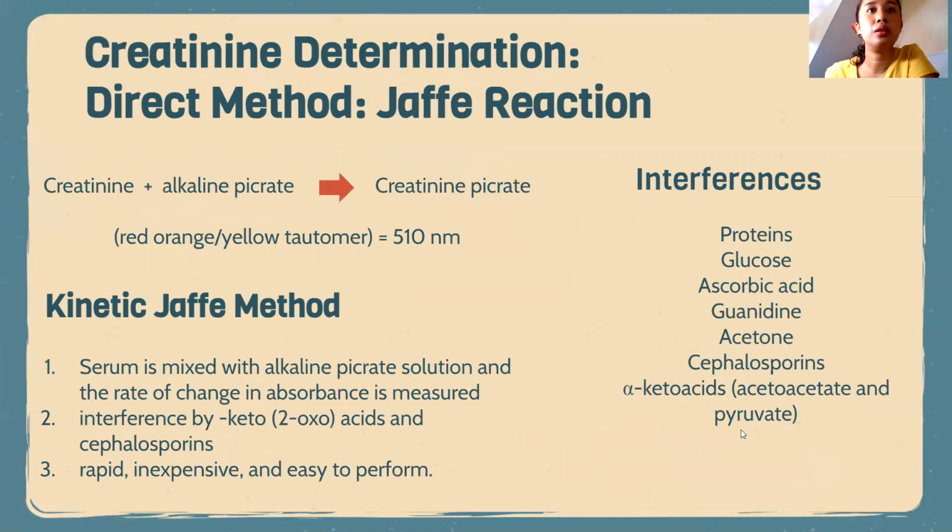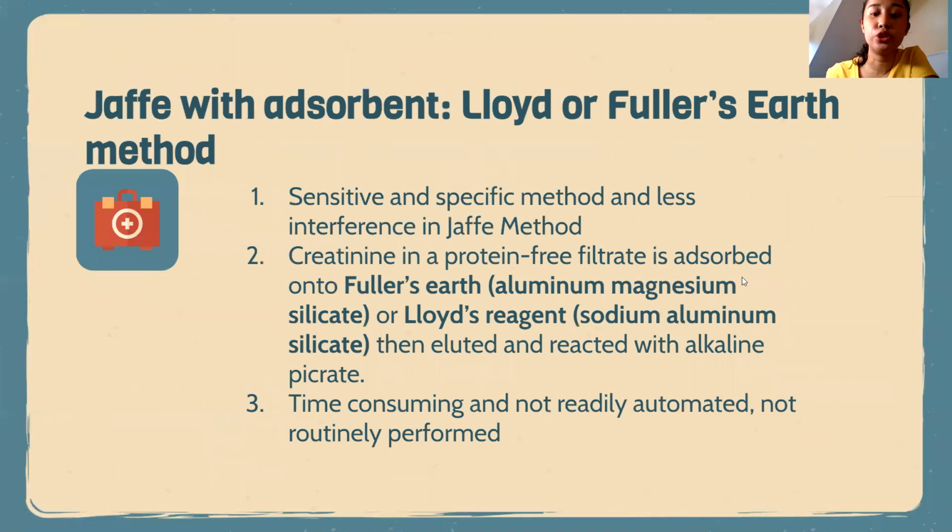Class, magkakalimutan, pag narinig nyo na yung Jaffe, sa CREA lang ito. The principle of Jaffe is the creation of a yellow tautomer or red-orange tautomer that is read at 510 nanometers. So, creatinine plus alkaline picrate equals creatinine picrate. Ito yung yellow tautomer, read at 510 nanometers. Class, itong Jaffe reaction, ang disadvantage niya, maraming interference na nakaka-apekto sa function niya.